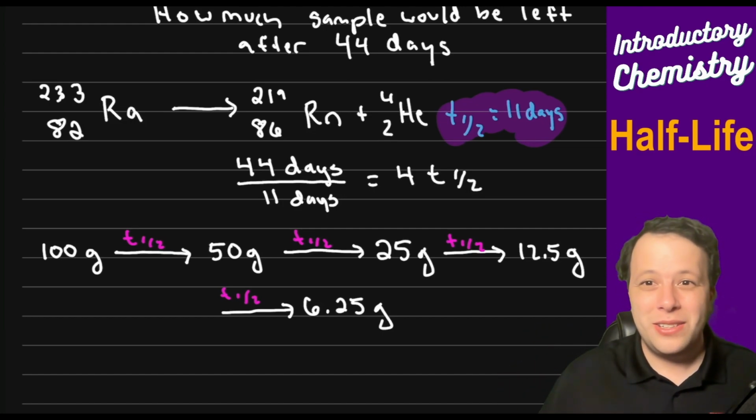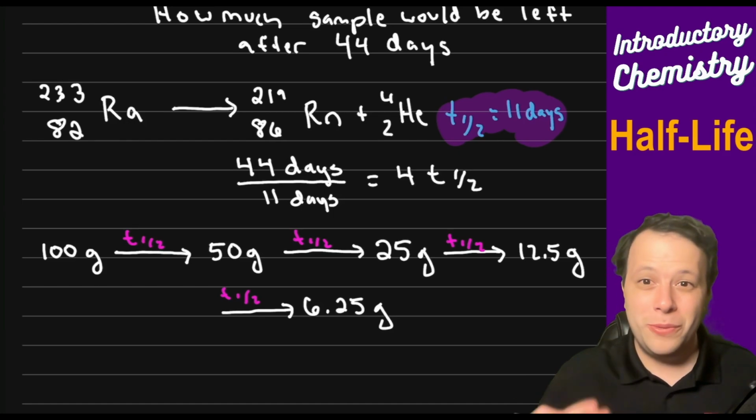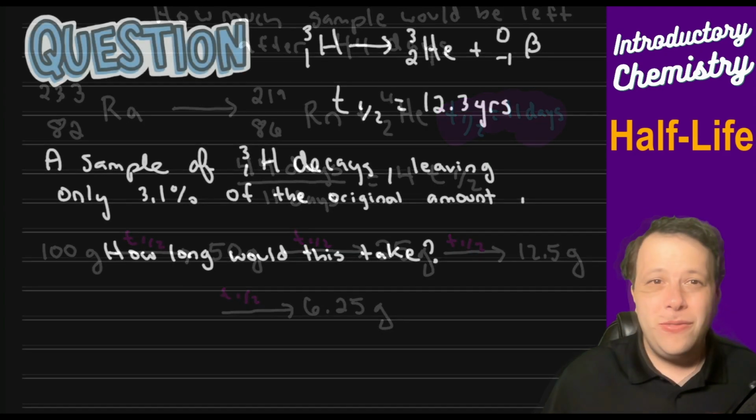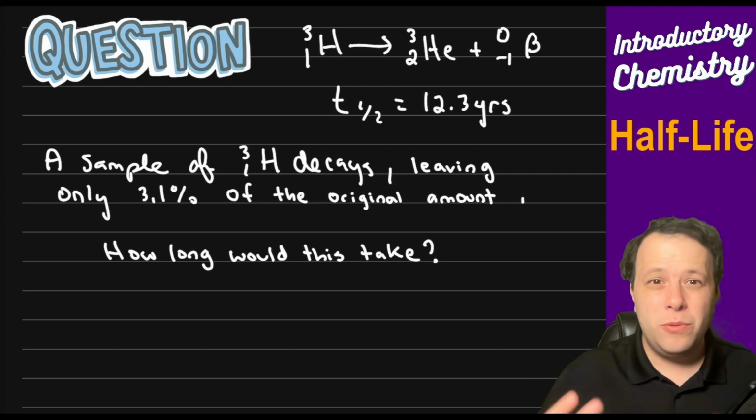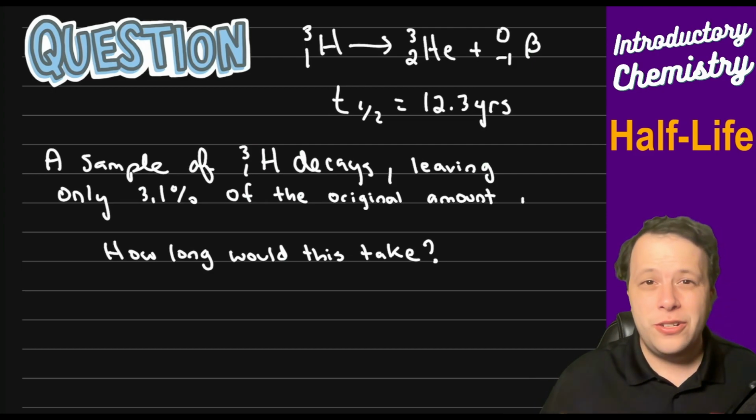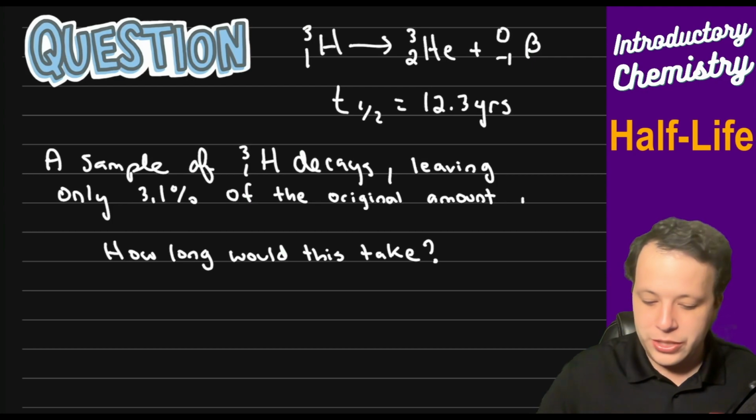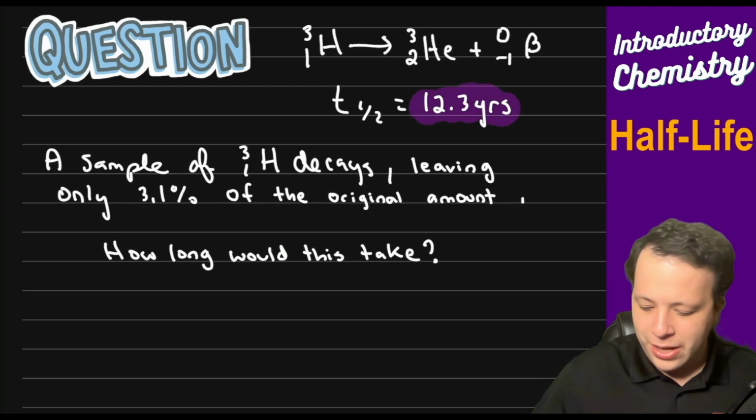So let's take a look at some other types of problems that we could see. If we have a sample of hydrogen-3, and that's decaying through beta decay, and it only leaves 3.1% of the original sample, how long would this take? The half-life for this one is 12.3 years. So how can we do it?